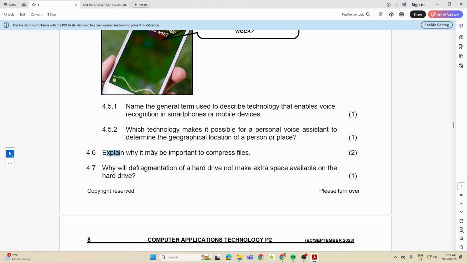Explain there again why it may be important to compress files. In other words, why would you do that? You compress something, you make it smaller because it's too big. You compress it because it's taking up too much space on your hard drive. So yeah, there's 2 reasons already.